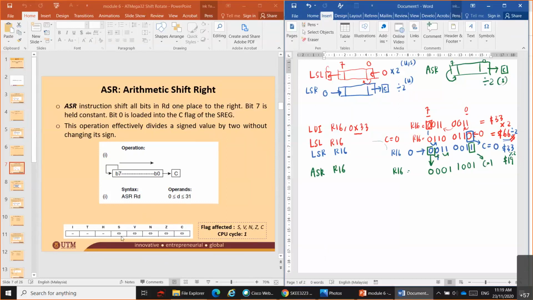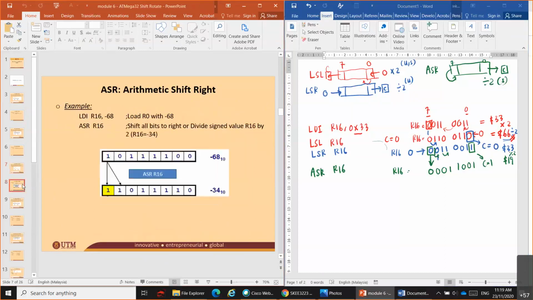Okay, so these are the flags affected, only 5 flags affected, which are S, V, N, Z, and C. Okay, so this is another example. You are going to load R16 with minus 68.